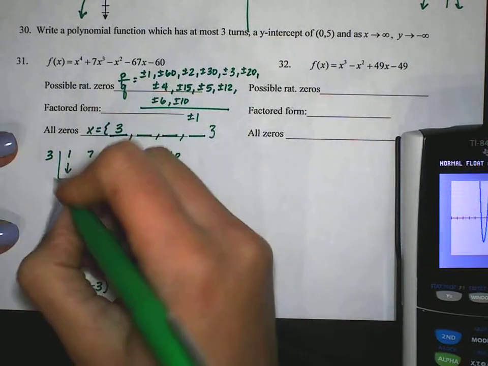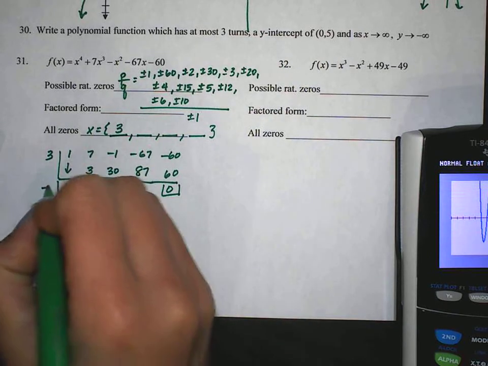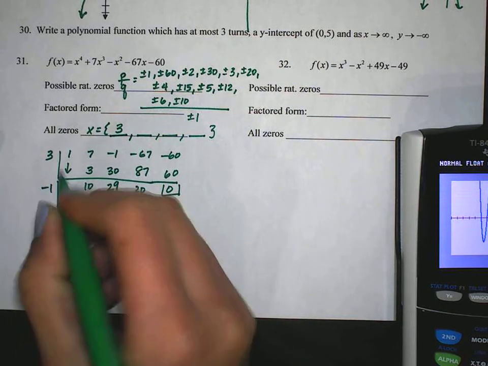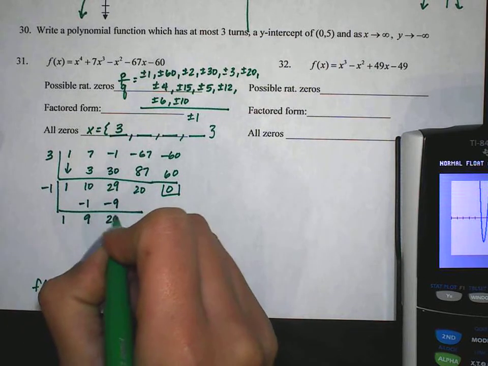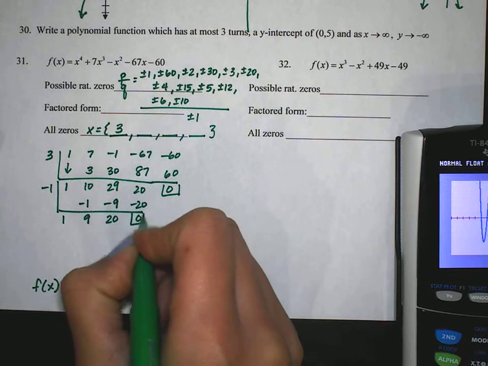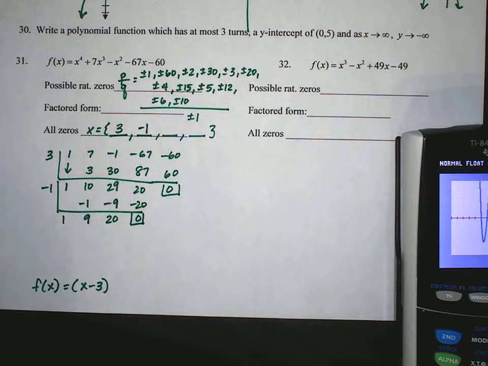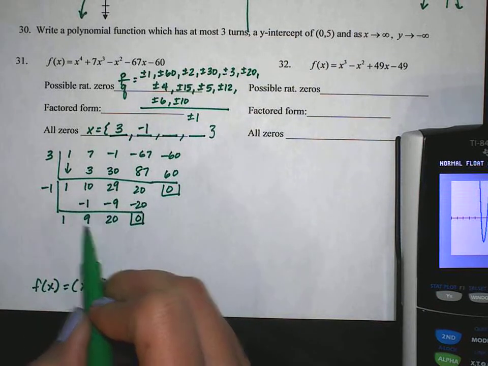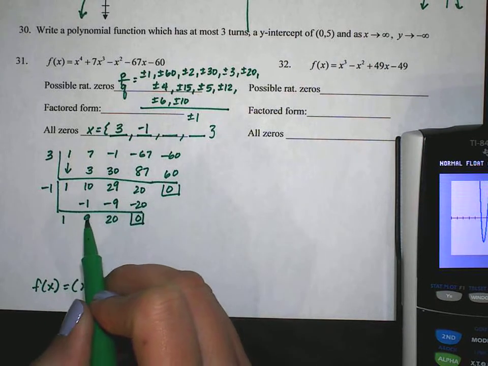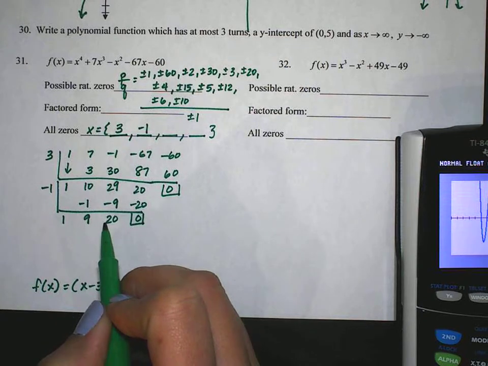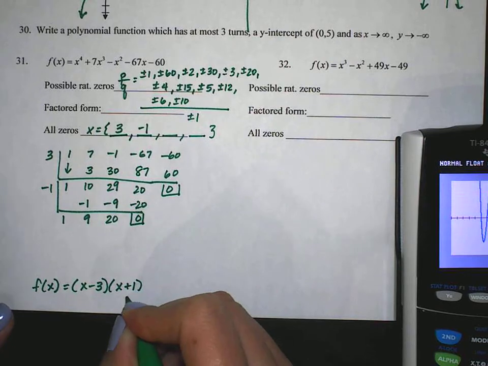So I'm going to use negative 1 on the outside. Okay, we don't have to worry about the 0 anymore. 1 times negative 1 is negative 1. This is 20, negative 20. There's my 0. Okay, so I'm going to put negative 1 here. At this point, you have 2 options. You could use this whole line to factor. This would be x squared plus 9x plus 20. Let me put the factor of x plus 1 down here because I used negative 1.